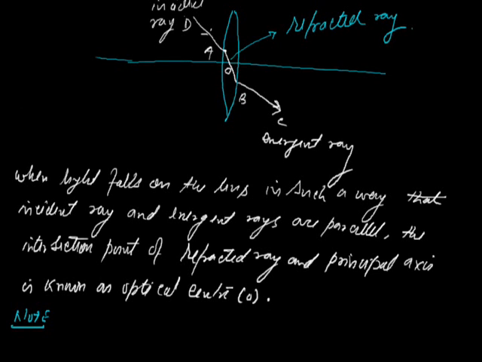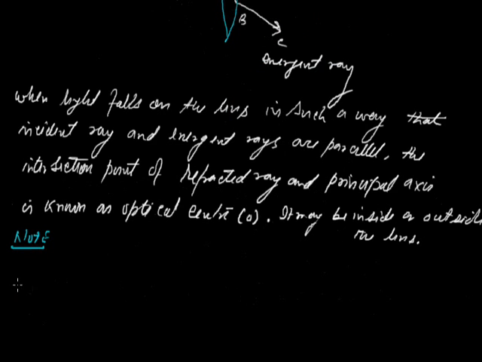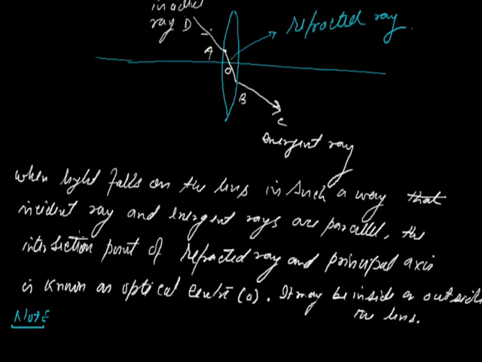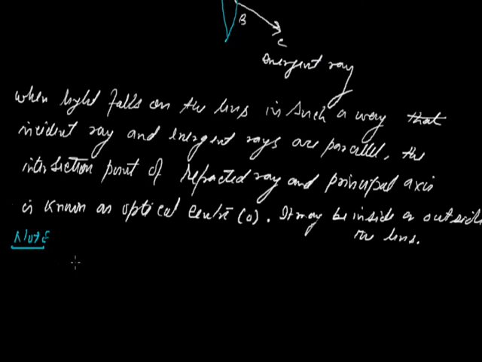It may be inside or outside the lens. The main important thing to note is that this optical center divides the thickness of the lens into two parts. The ratio of these two parts of thickness will be in the ratio of their radii of curvature.